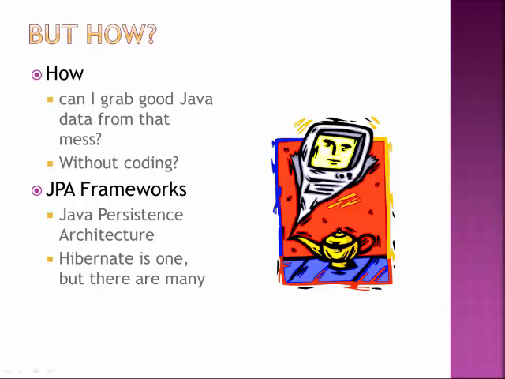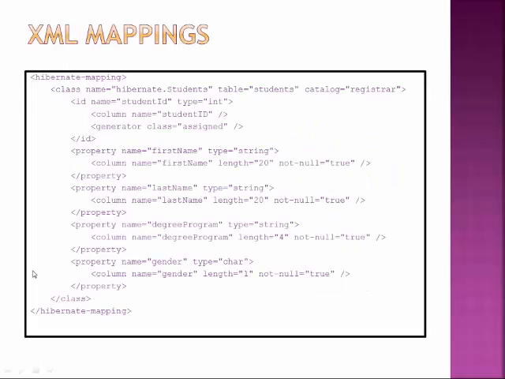How do I grab good Java data from this messy JDBC table structure without doing any coding? Again, that's where JPA comes in, the Java Persistence Architecture. Hibernate is one of the instances of them. It's not even actually the one we're working with, but it's the most commonly heard one, so that's why the title of it is Hibernate up there.